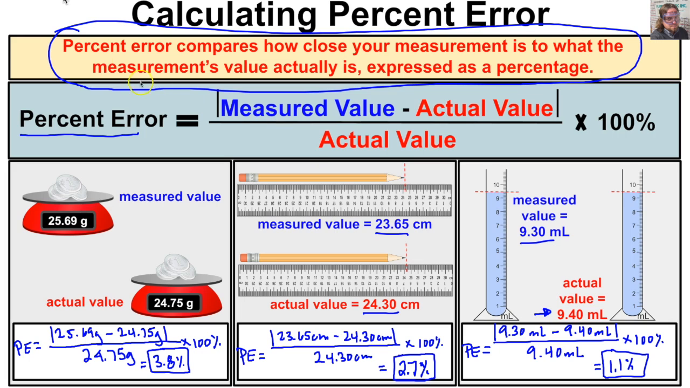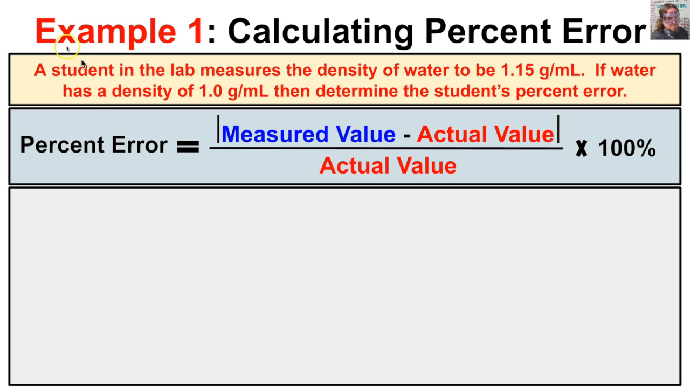So that's how we're going to calculate percent error. Let's take a look at a couple more examples. In this example right here, it says a student in the lab measures the density of water to be 1.15 grams per milliliter. If water has a density of 1.0 grams per milliliter, then determine the student's percent error. So in the lab, a student figured out that the density of water was 1.15 grams per milliliter. However, we know that the density of water is in fact 1.0 grams per milliliter. We have to figure out the student's percent error.